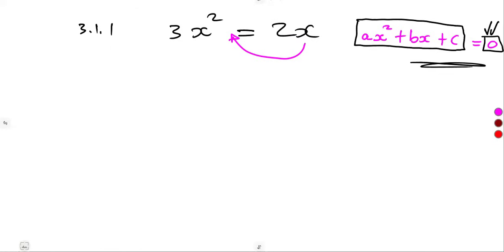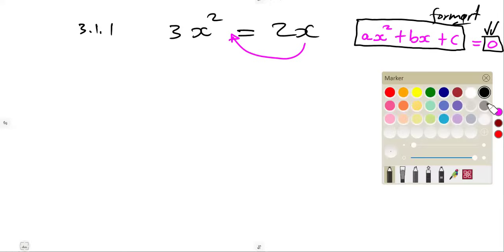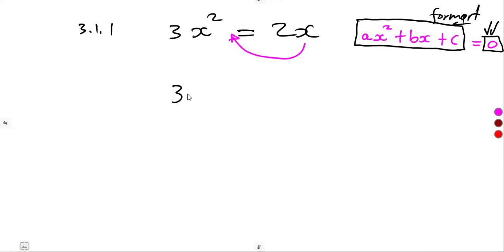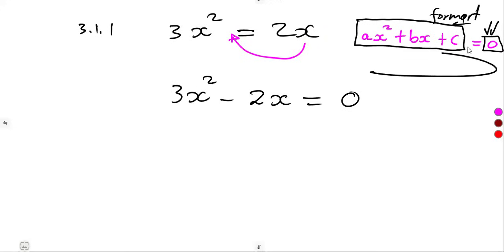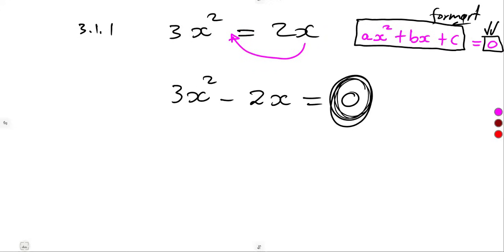This is the format, guys. Know the format. So meaning to say, you are going to rearrange. That will be 3x squared. You take the 2x this side. The moment it jumps the equal sign, it changes the sign. So that's minus 2x is equal to 0. You have the format now. One side is equal to 0. Once you have this, guys, you're done.